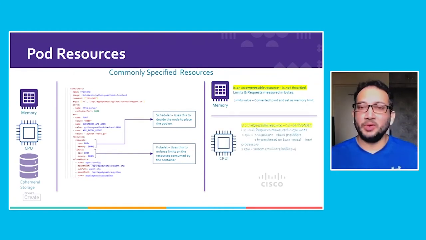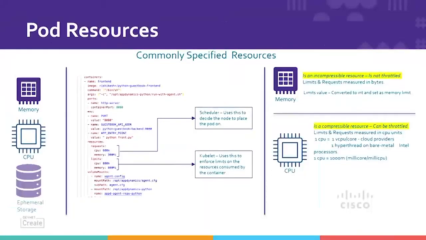CPU is interesting because it's a compressible resource, which means that it can be throttled. And how you measure them is in the CPU units. So one CPU unit is equal to one vCPU or one core from a cloud provider perspective. From a bare metal perspective, it's one hyperthread. One CPU unit is also computed as 1000 millicore or milli CPU.